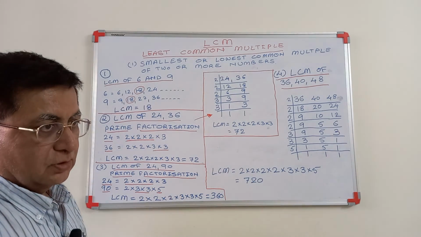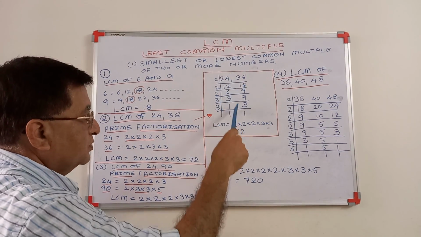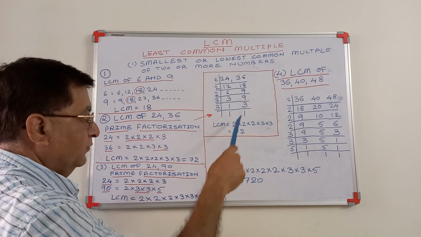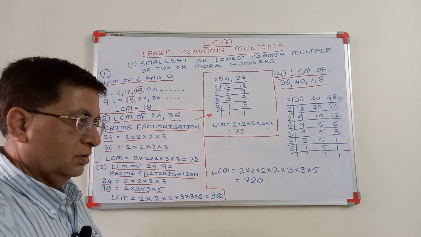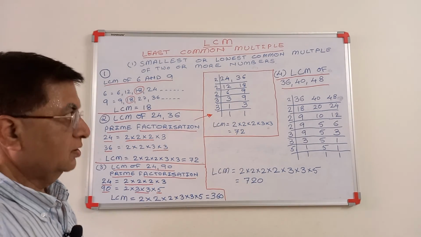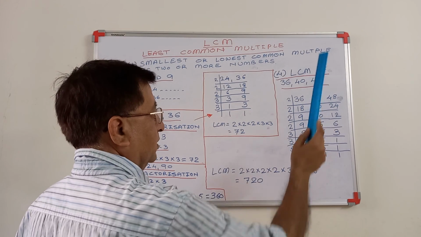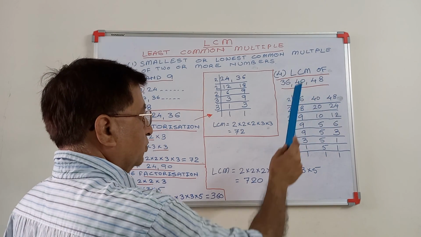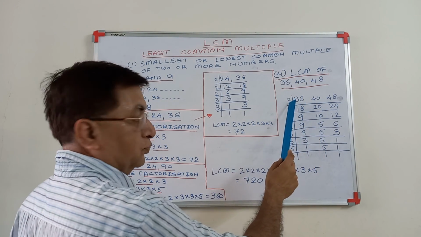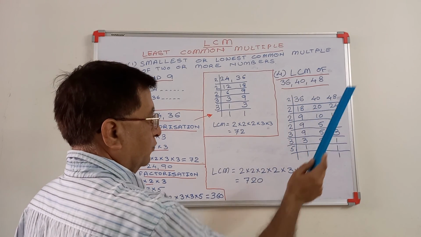But when we are given 3 numbers or even bigger numbers, then I think this method will be much better, and it will be easier for bigger numbers to find the LCM. For example, if we want to find the LCM of 36, 40 and 48, then all of these numbers are divisible by 2. So we divide by 2. So we get 18, 20, 24.